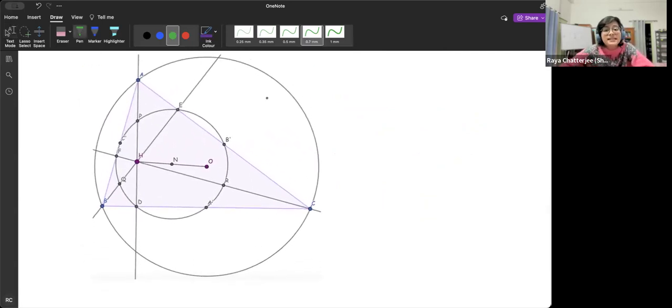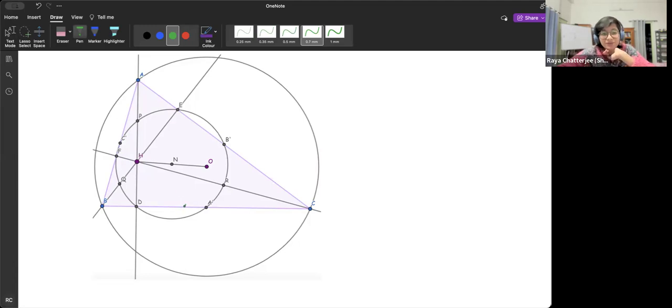So what is the statement of the 9-point circle? The 9-point circle states that the feet of the altitudes of a triangle from the vertices to the opposite sides, the midpoints of the three sides, and the midpoints of the segments AH, BH, and CH, where H is the orthocenter of the triangle, all of these 9 points lie on the same circle, or they are concyclic. In order to prove this, we can use synthetic geometry.